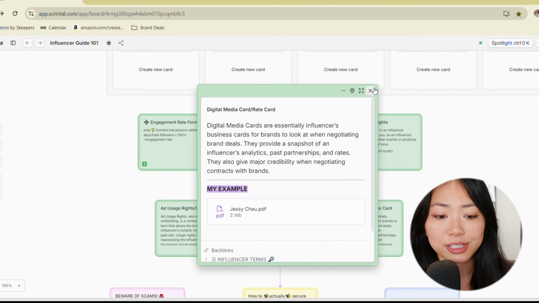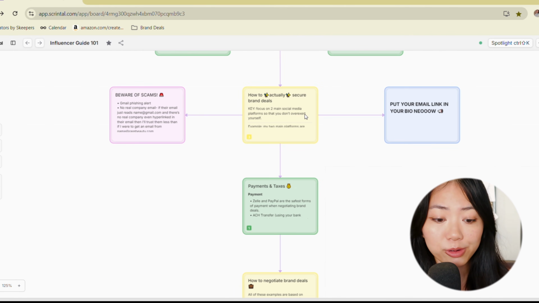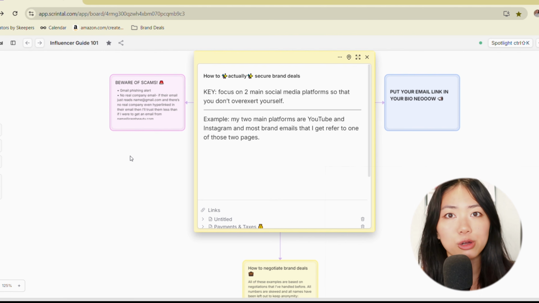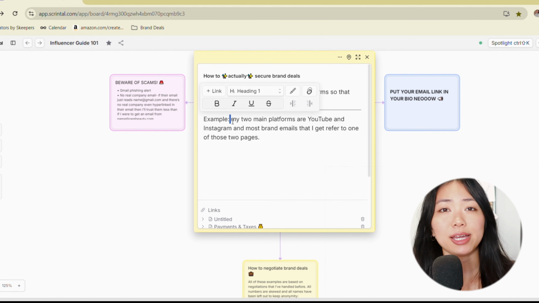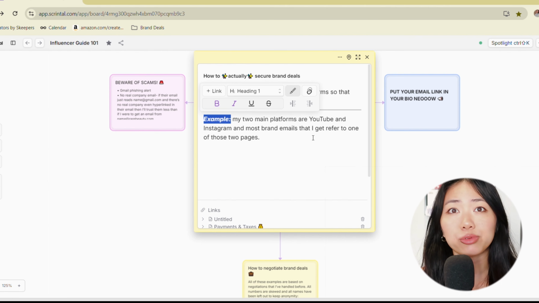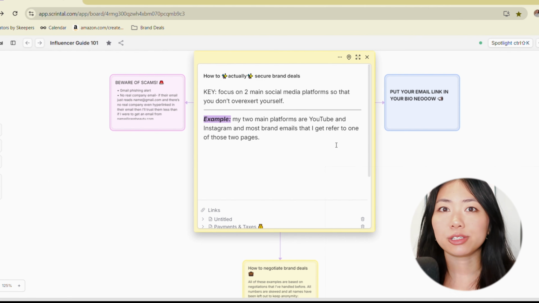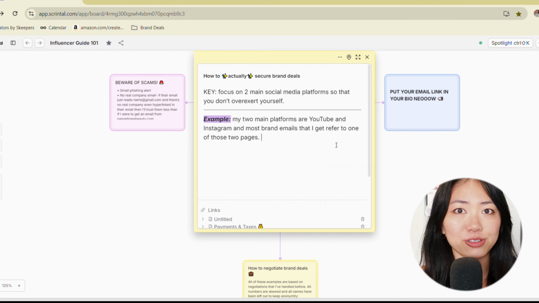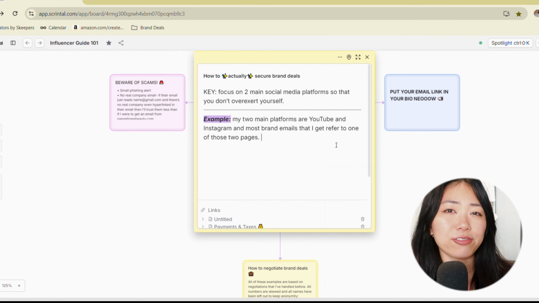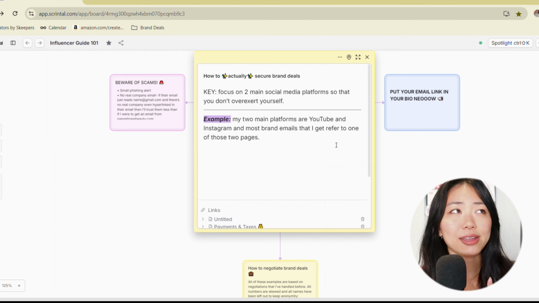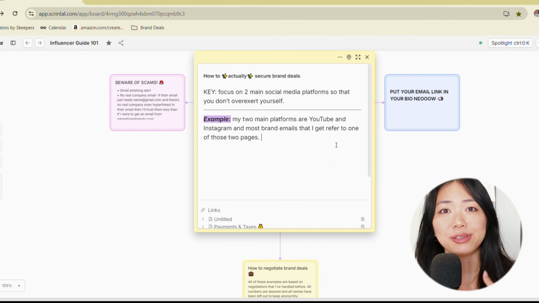The key to securing brand deals is to focus on 2 main social media platforms so that you don't overexert yourself. For example, my 2 main platforms are YouTube, of course, and Instagram, and most of the brand emails that I get are referring to one of those pages. Now, don't get me wrong, I do repurpose a lot of my content onto TikTok, but I put more effort into scaling my Instagram and YouTube because I just genuinely love the community that I'm building on both of those platforms, and long form editing will just always be my first love.